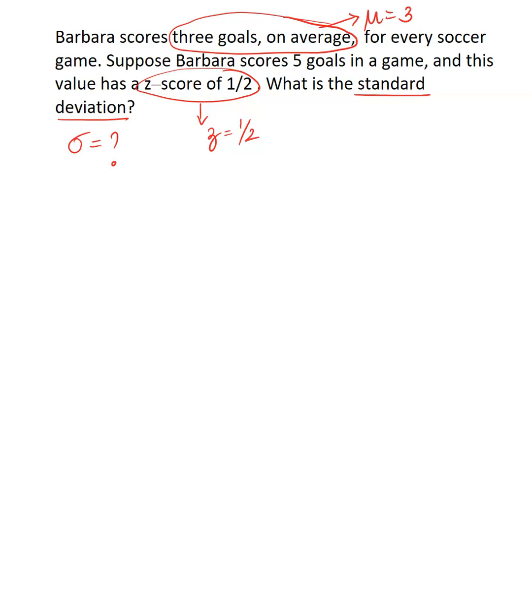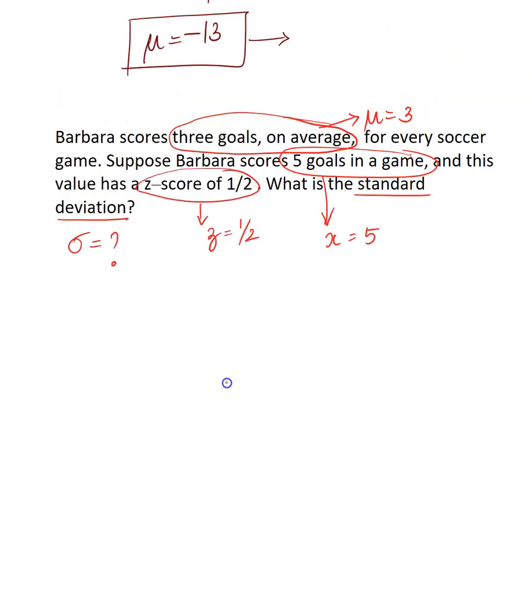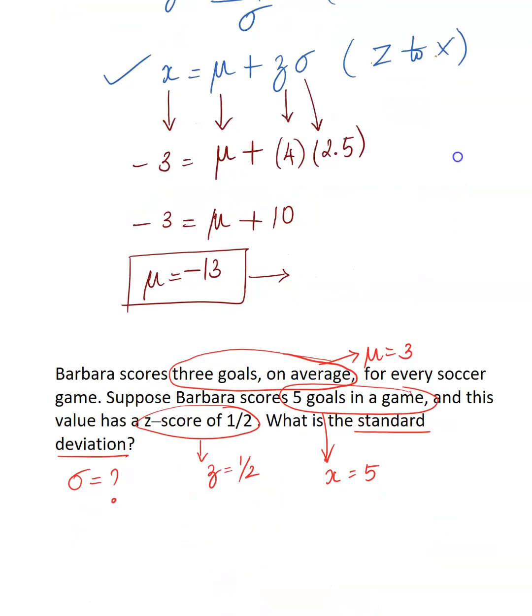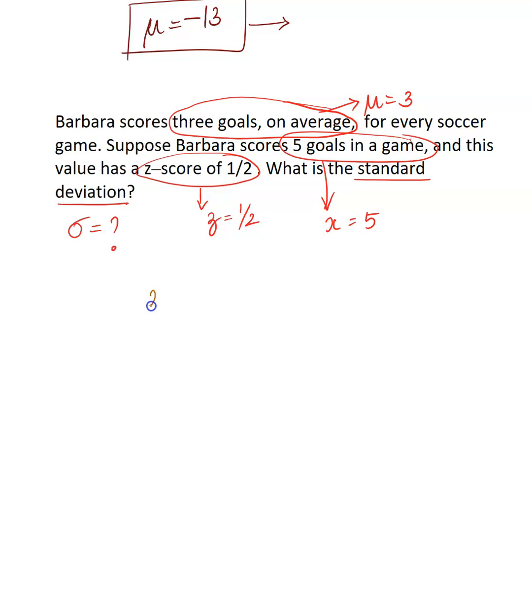And Barbara scores 5 goals in a game. So this is a specific instance. That means it's a random variable value when x is 5. So we know we want to get sigma because z-score is given to us. So you're going from z to x. You're given z and you're trying to find it in the x mode. So x equals mu plus z sigma. X is 5. Mu at this time is given to be 3. Z is a half, but sigma is unknown.